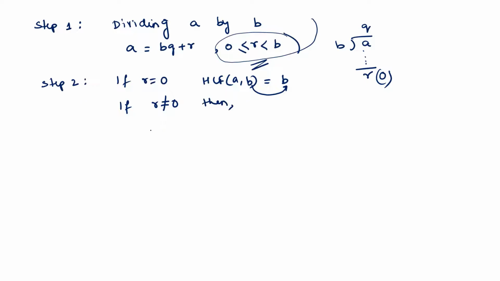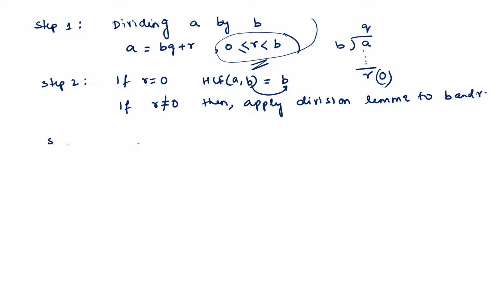Then divide B and R. B becomes the dividend and R becomes the divisor. So we apply the division lemma to B and R.